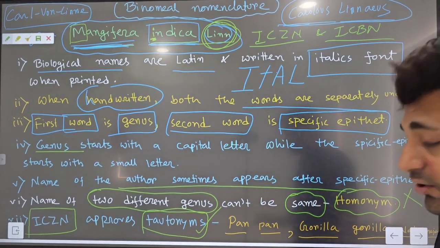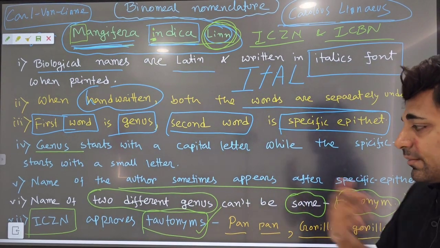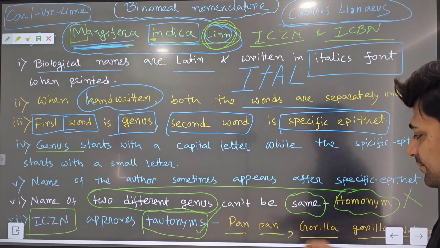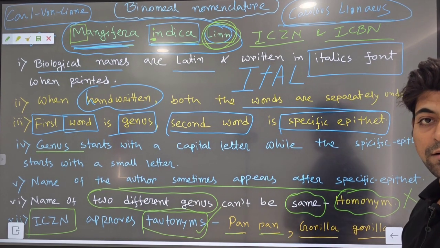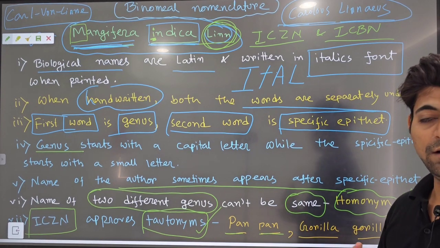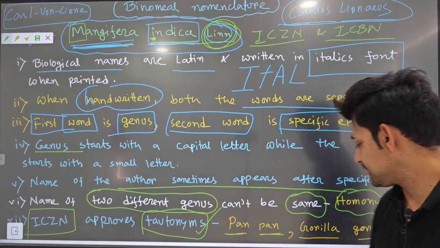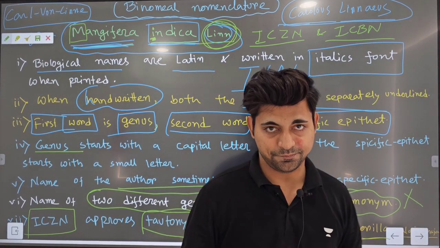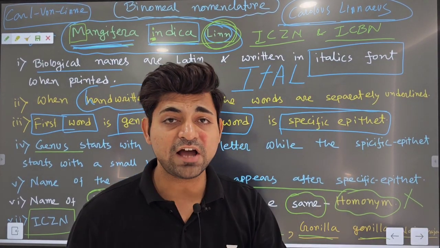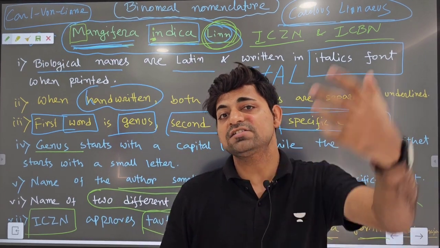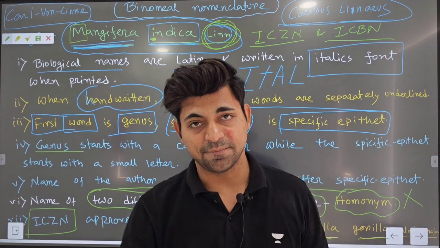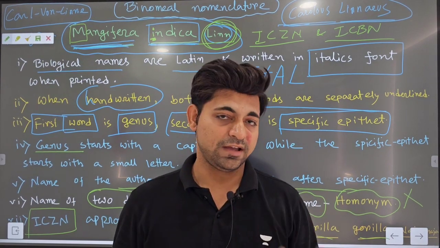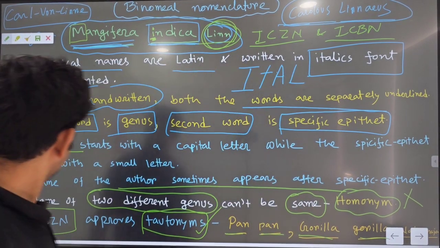Okay. Now what do you mean by tautonym? Repetition of generic name and specific epithet. Pan pan, scientific name of chimpanzee. Gorilla gorilla, scientific name of gorilla. Then Naja naja, even the subspecies is Naja. So these are examples of tautonyms.